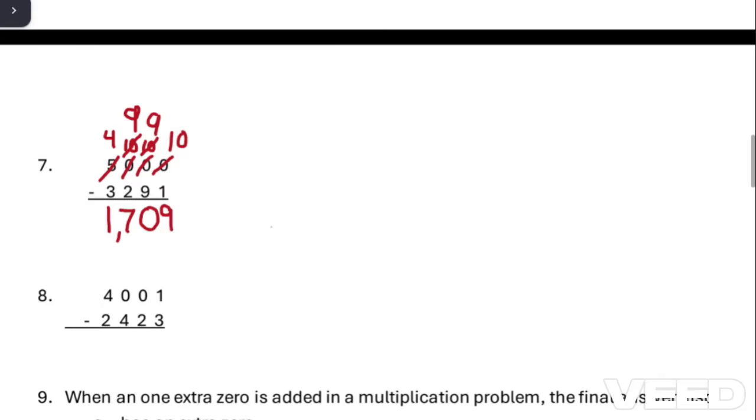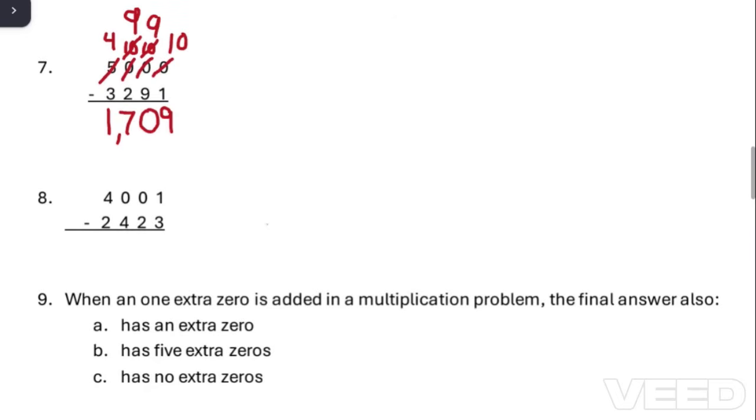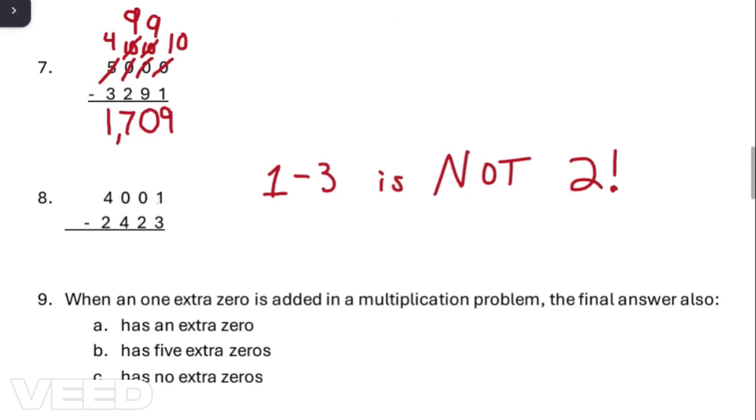All right, let's move on to number 8. Now, once again, we run into that problem, 1 minus 3. And remember, class, we know this. 1 minus 3 is not 2. That's 3 minus 1. We're doing 1 take away 3. And we cannot do 1 take away 3 because 1 is too small. If you have 1 coin, you cannot take away 3 of them. If you have 1 candy, you cannot take away 3 of them. If you have 1 bicycle, you cannot give away 3 of them because you only have 1.